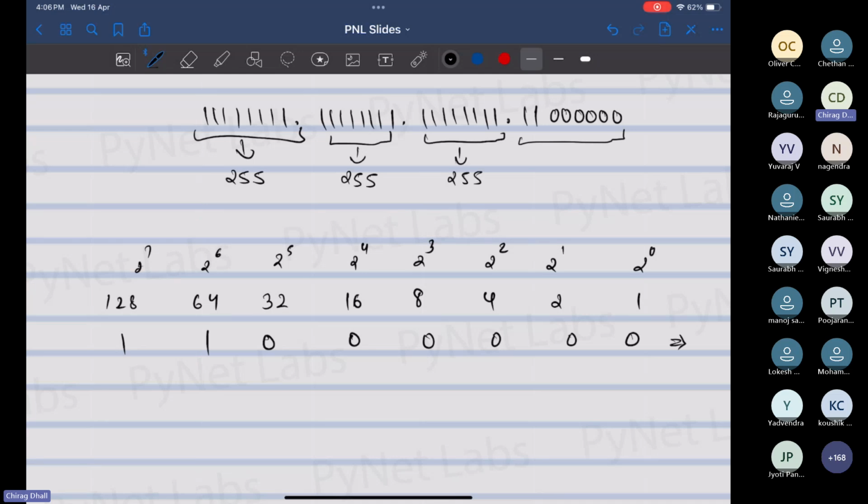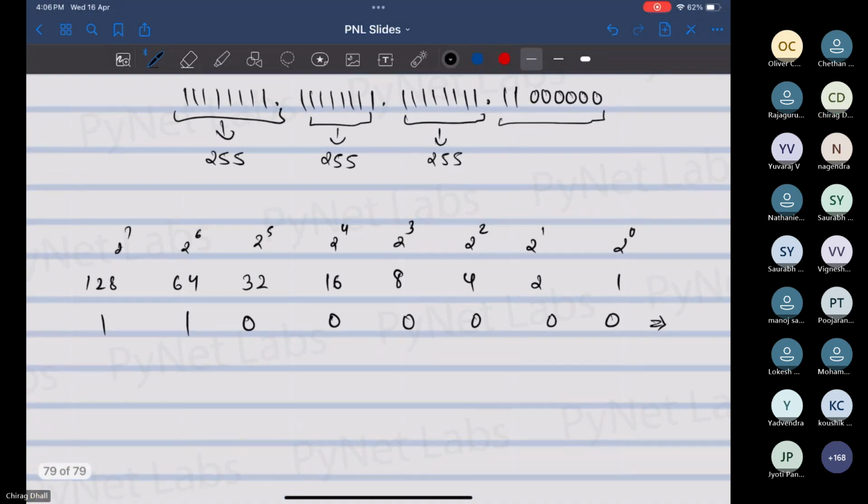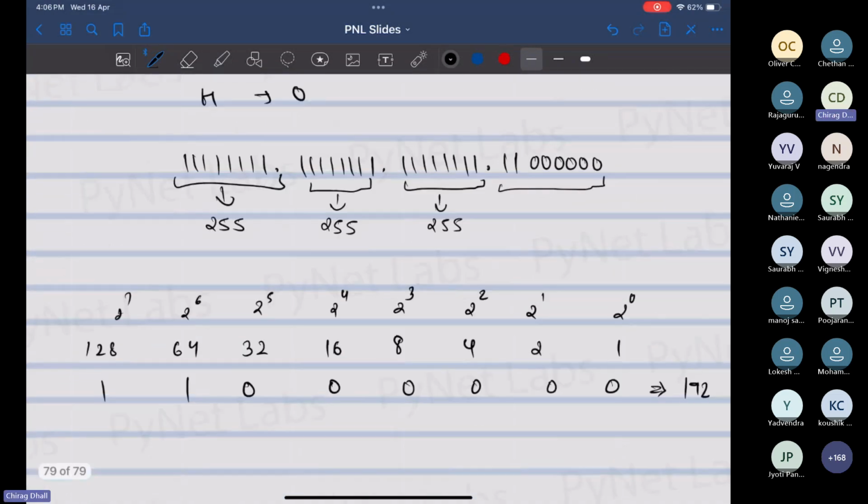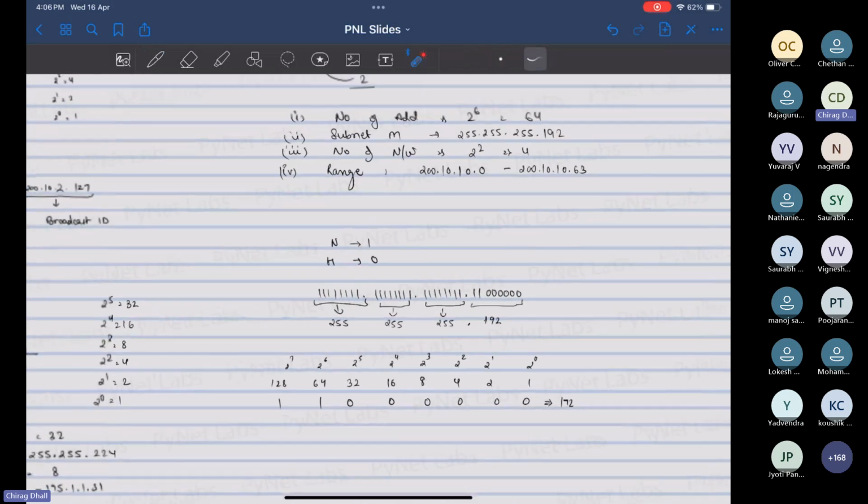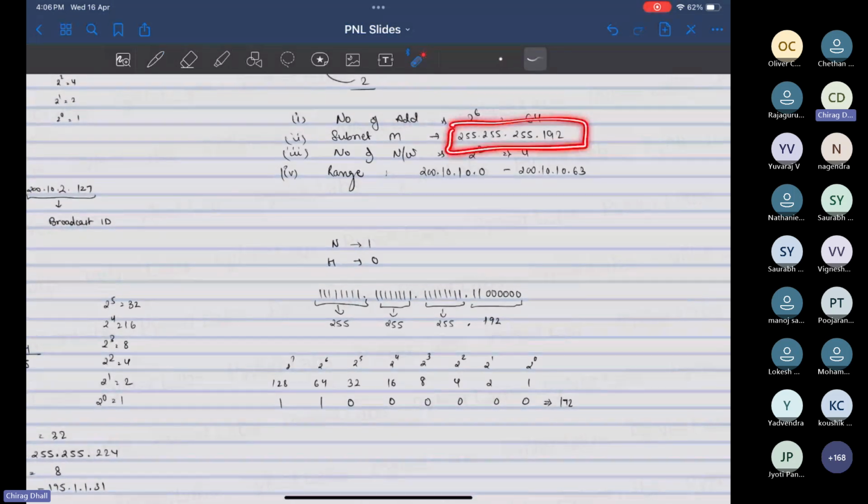What will be the outcome, guys? Pooja, Abhi, let me know. What do you think will be the outcome of this? 192, right? So for the last octet, the value is going to be 192. Now you know how your subnet mask is becoming 255.255.255.192. Is it clear now? Perfect.